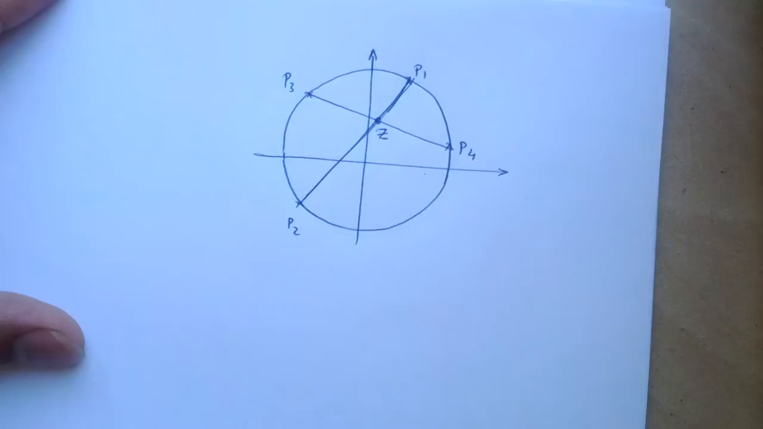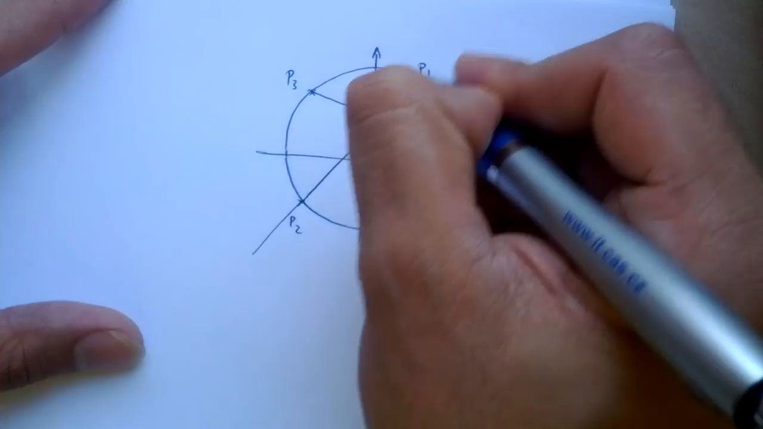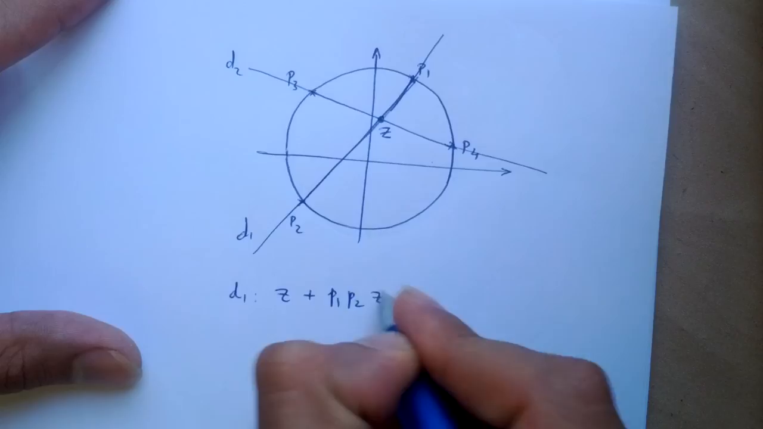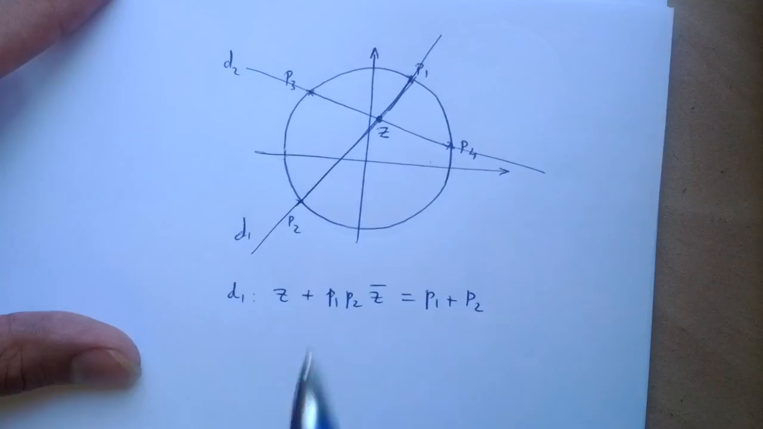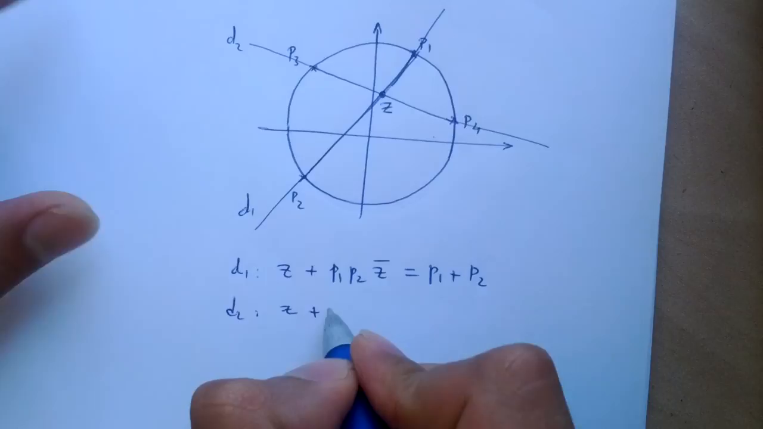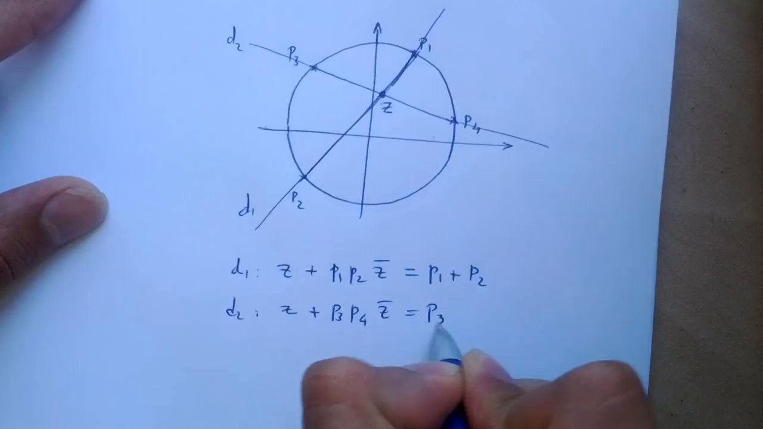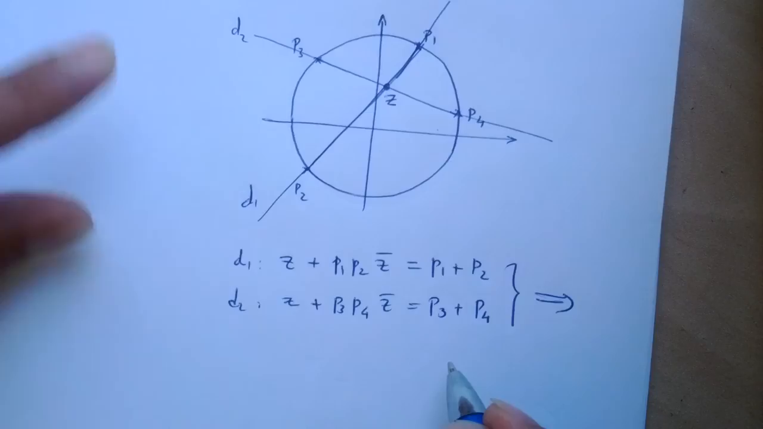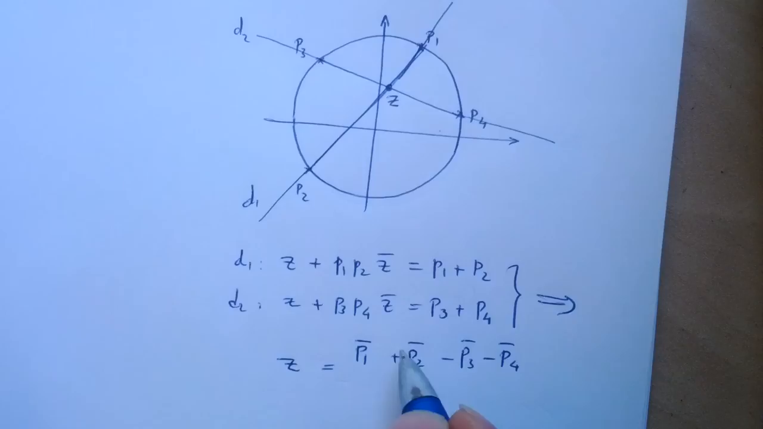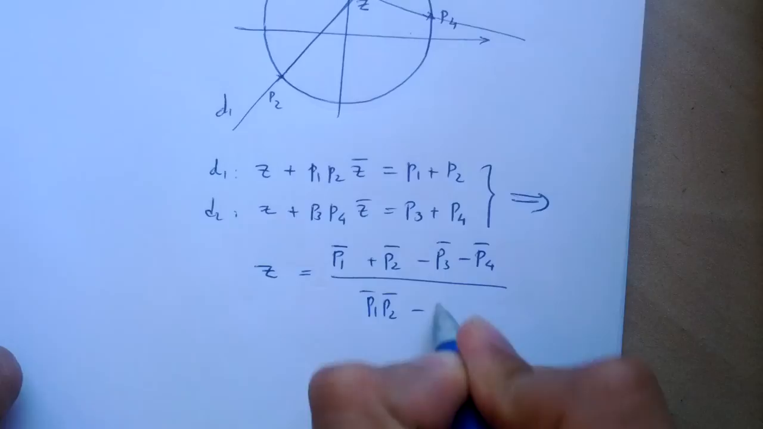We know that the equation of line D1 is Z plus P1 P2 times Z bar is equal to P1 plus P2. P1 P2 are the complex representation of the nodes P1 and P2. And the corresponding equation for the line D2 is the same as D1 but like this line. So the intersection of these two lines is simply Z is equal to P1 bar plus P2 bar minus P3 bar, which is complex conjugate, over P1 bar P2 bar minus P3 bar P4 bar.